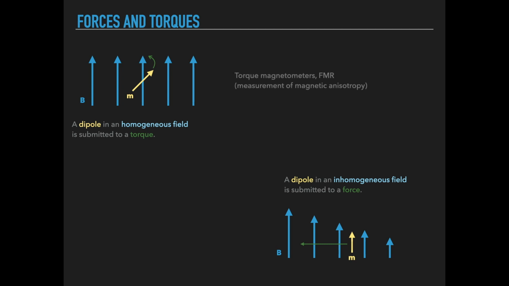The torque of the magnetization in a uniform magnetic field is exploited in torque magnetometers and, more commonly, in ferromagnetic resonance experiments, where the magnetic anisotropy is measured. The force to which a magnetic dipole is submitted when inserted into a non-homogeneous magnetic field is instead exploited in a measurement setup that is called an alternating gradient field magnetometer.